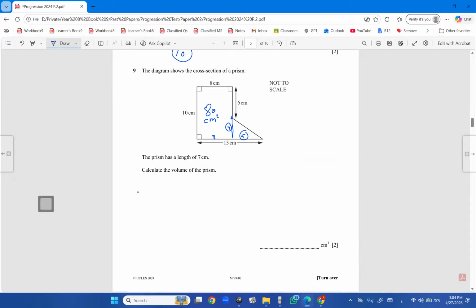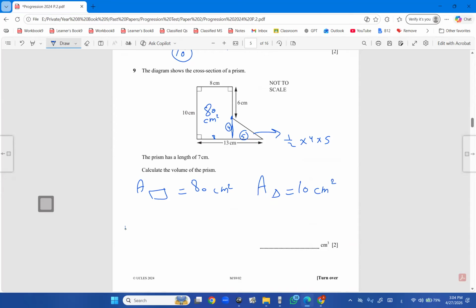So area of rectangle equals what? 80 centimeters squared. Area of the triangle equals what? Half times base times height. So it is half times 4 times 5, which is going to be equal to what? To 10 centimeters squared.